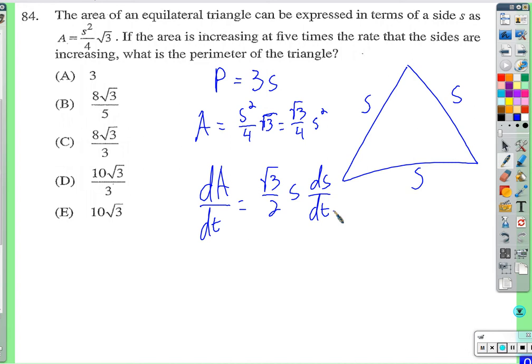Yeah, let's let it be a little bit. Because we also know the area is increasing 5 times. So if we got ds/dt and dA/dt, its number is going to be 5 times as big as that. So if this is ds/dt, this would be 5 times bigger than that. So we could replace this with 5 times ds/dt, and then they'll divide each other out when they solve for s.